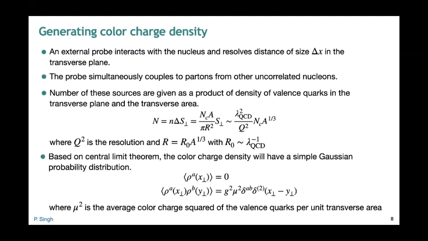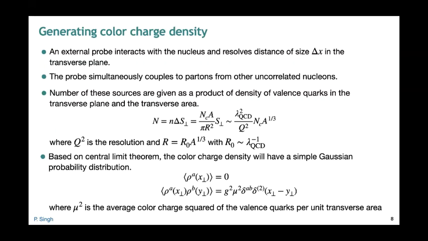And if you do some algebra, you can replace R with R naught A raised to the power 1/3, and R naught can be written in terms of your confinement scale. So when you use this, you get N in terms of this formula.